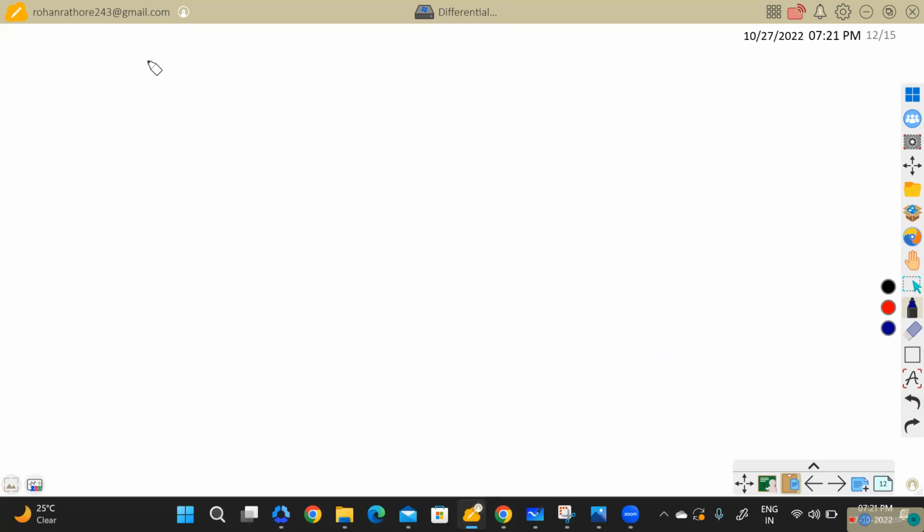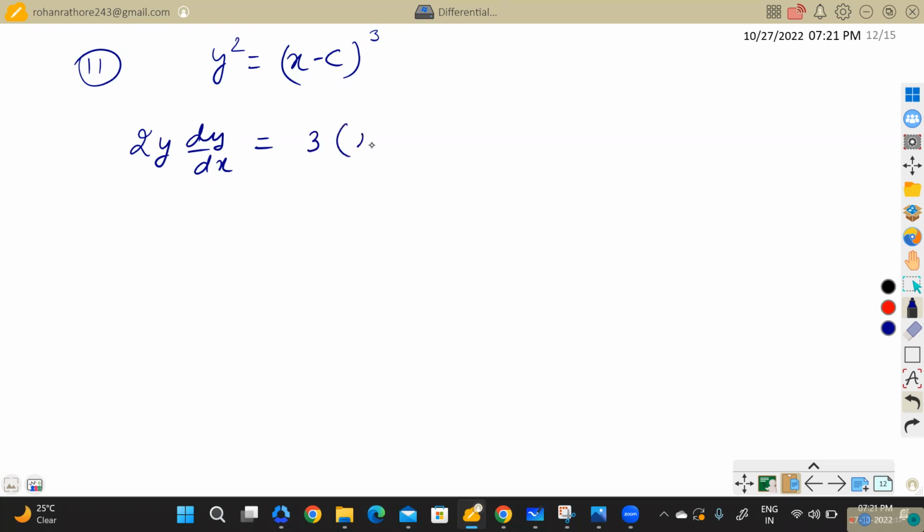Yeah, so this one is pretty unique. Let's see. y squared is (x minus c) whole raised to the power 3. So we have to make a differential equation out of this curve. The first step is the same, differentiating. We get 2y dy/dx equals 3(x minus c) raised to the power 2.